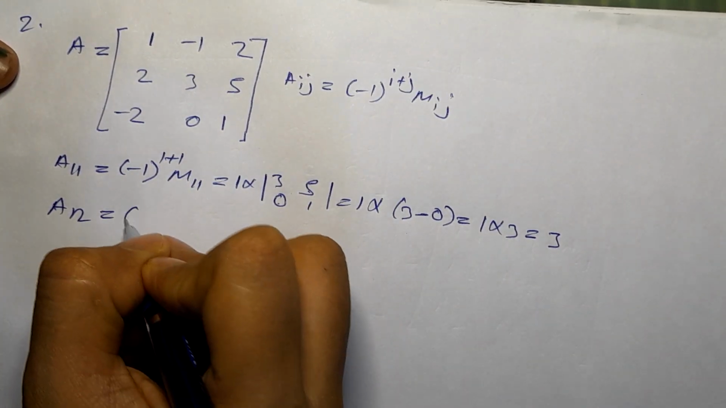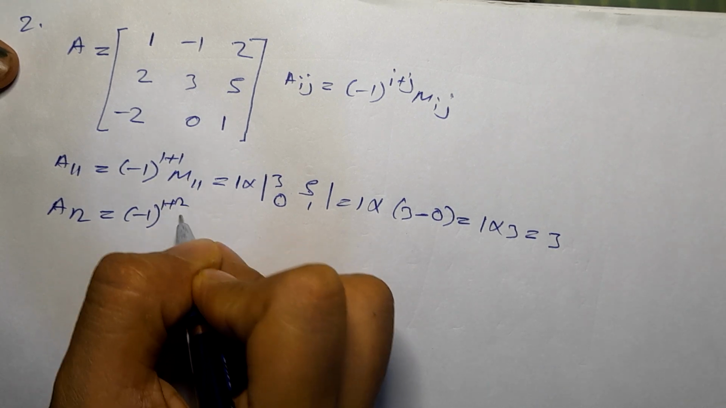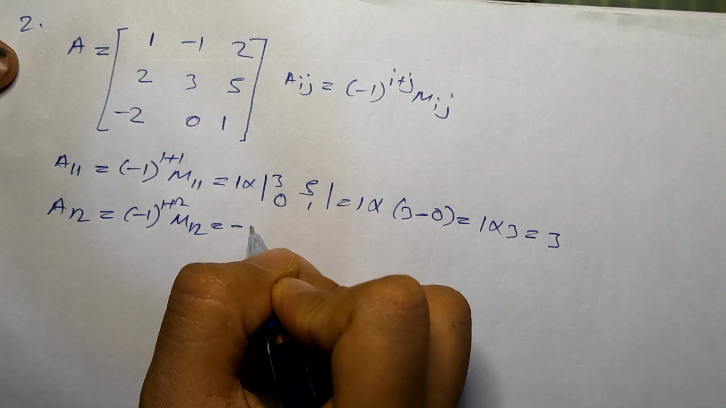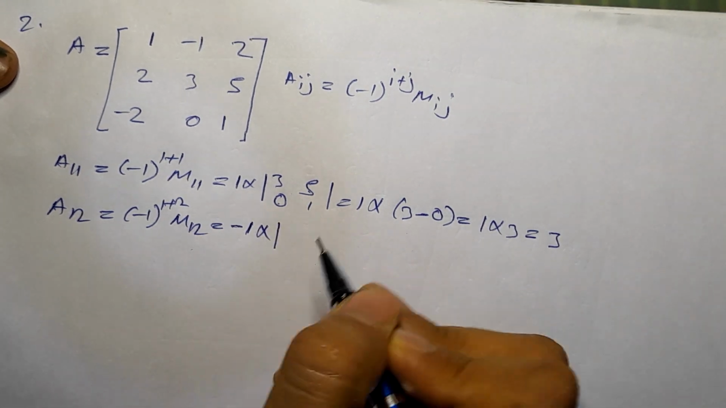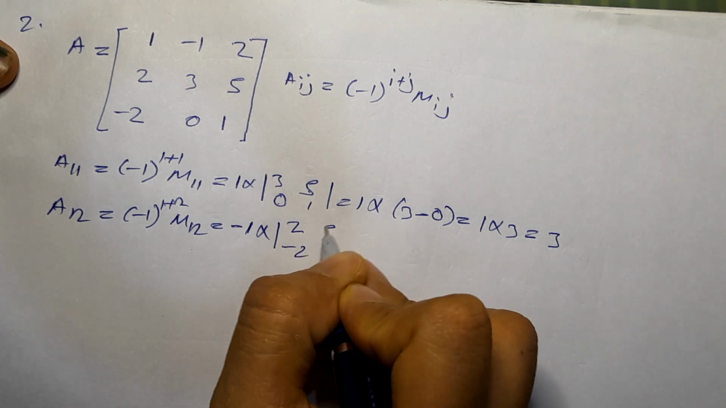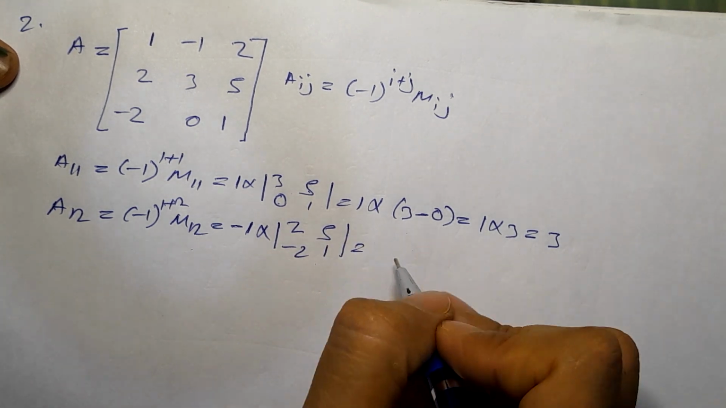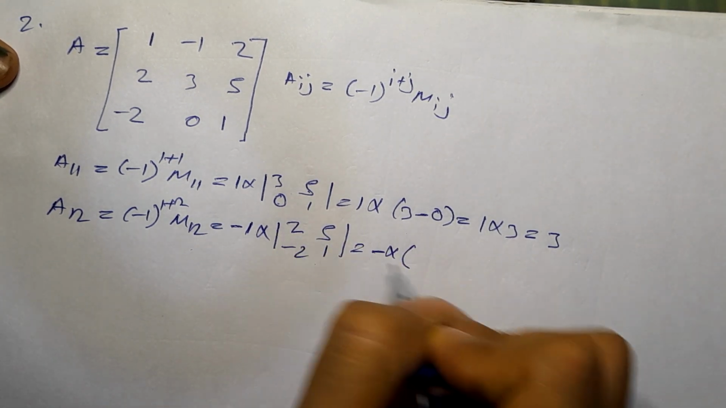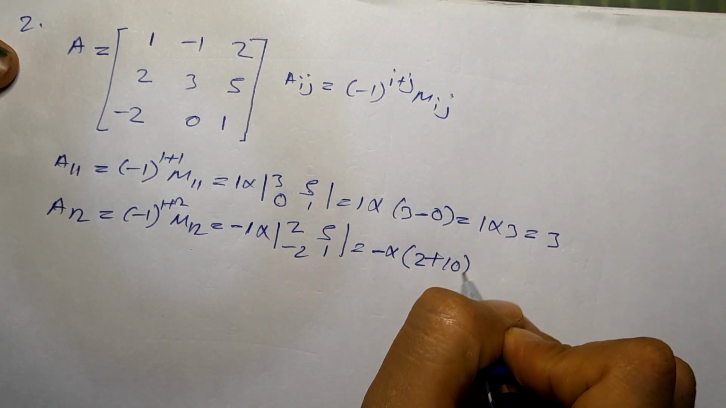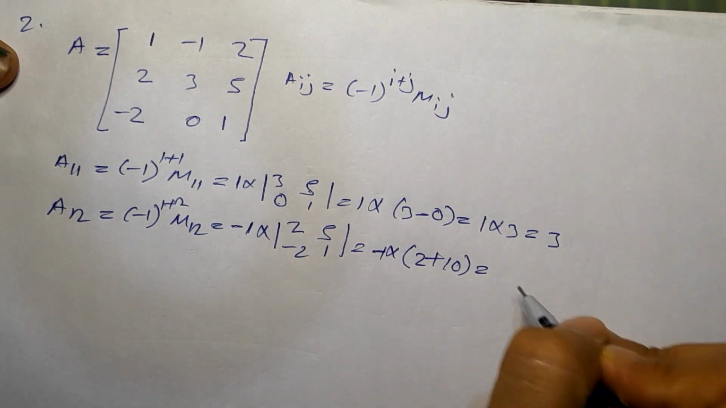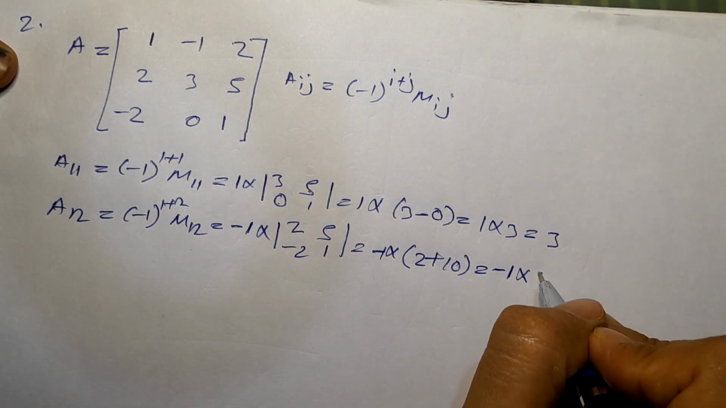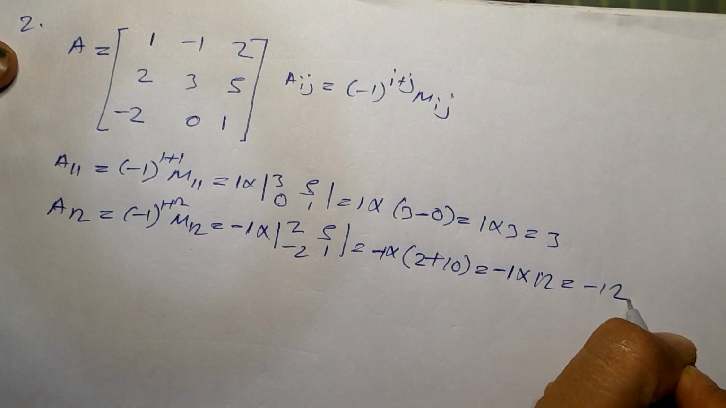A12, (-1) power 1 plus 2, M12. This will be minus, negative 1 into, eliminate first row and second column. 2, minus 2, 5, 1. -1 into bracket 2 minus by minus plus 5, that is 10, is equal to -1 into 12, is equal to -12.